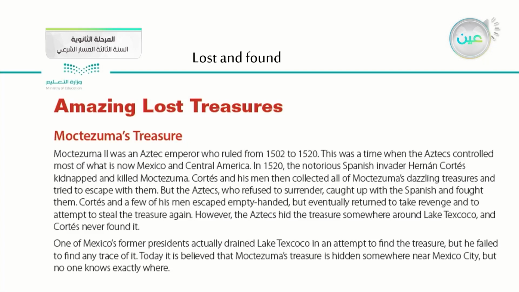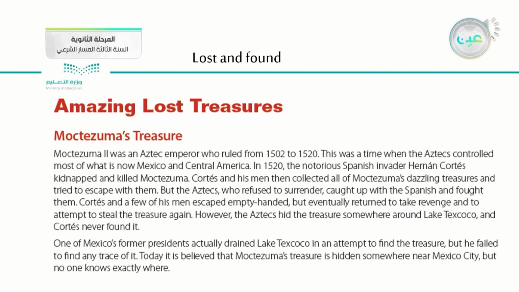Moctezuma's treasure. Moctezuma II was an Aztec emperor who ruled from 1502 to 1520. This was a time when the Aztecs controlled most of what is now Mexico and Central America. In 1520, the notorious Spanish invader Hernán Cortés kidnapped and killed Moctezuma. Cortés and his men then collected all of Moctezuma's dazzling treasures and tried to escape with them.